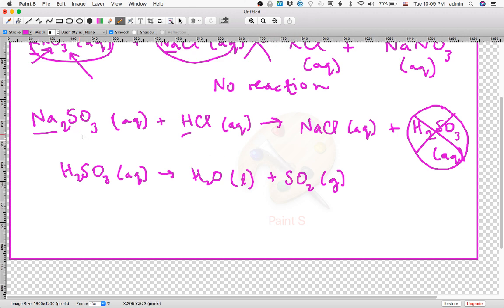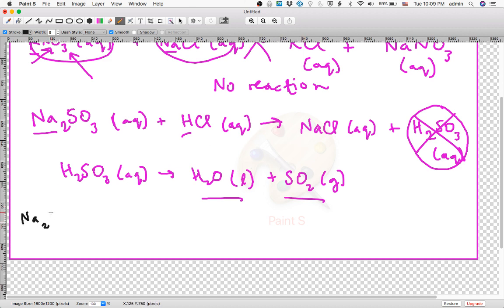So because this double displacement reaction forms water, which is a liquid, and it forms a gas, this double displacement reaction goes. You just mix this, and all by itself, it will just start forming water and start bubbling out this sulfur dioxide gas. Let me draw for you the corrected chemical equation, including the knowledge that this produces water and sulfur dioxide gas.